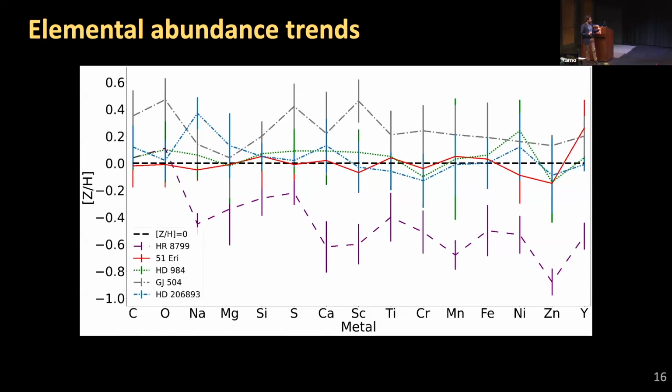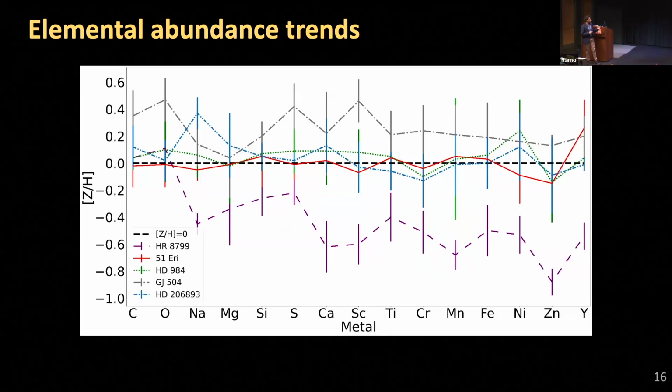Another thing I did was to look at the abundance trends of all 15 elements relative to solar values for all 5 stars. At a glance, what we see is that for HR8799, except for carbon and oxygen, all the other elements are subsolar, which we kind of expect because HR8799 is a lambda Boötis star. It has anomalous photospheric abundances.